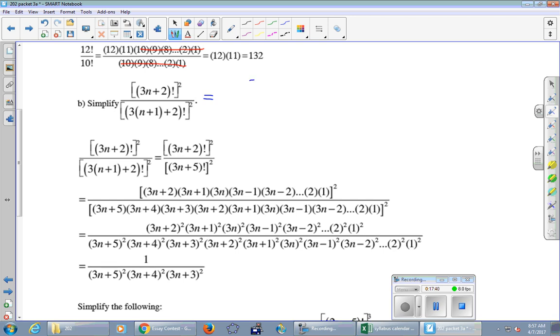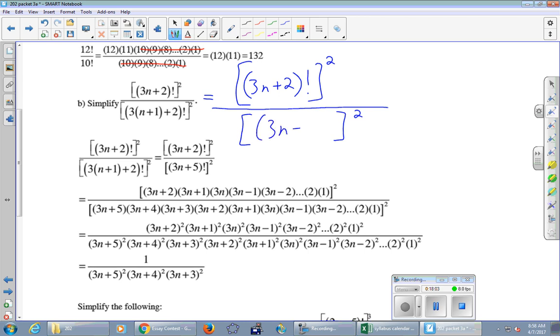Okay, first thing I'm going to do, you guys can write this down too: (3n plus 2) factorial squared. We're just copying that guy. Divided by, and then I'm going to distribute in the parentheses here in the bottom and combine like terms as well. So the 3 distributes, makes 3n plus 3. Add the 2, I have a 3n plus 5. Yes?